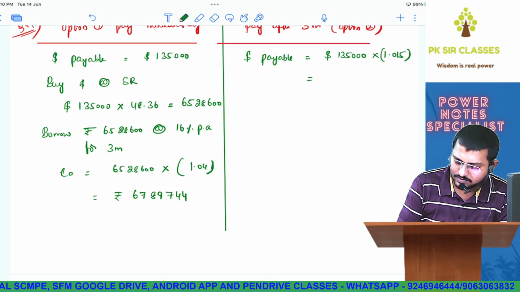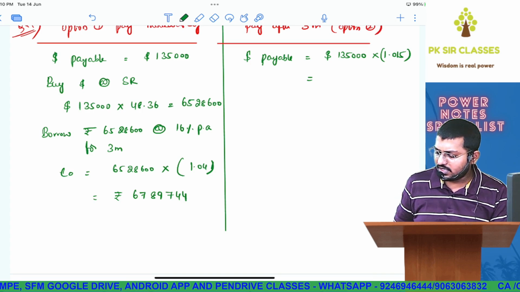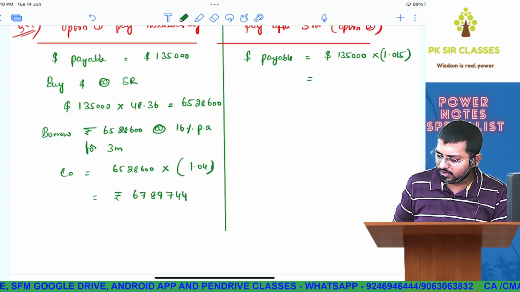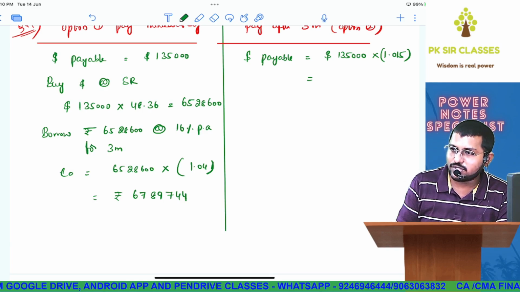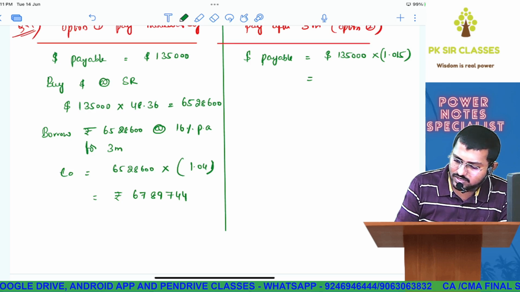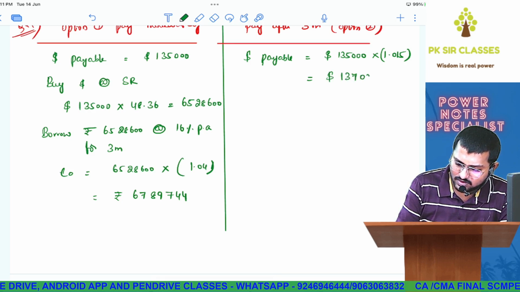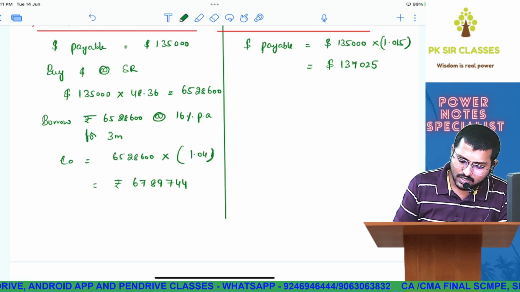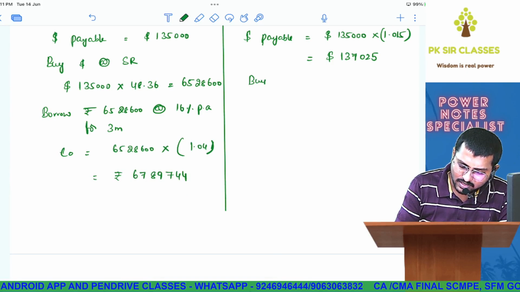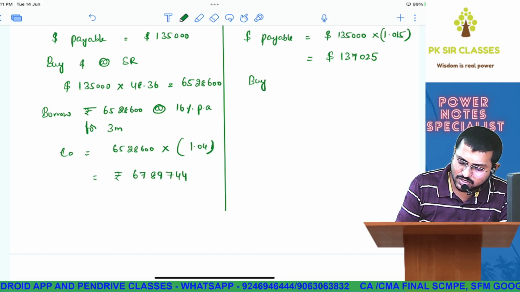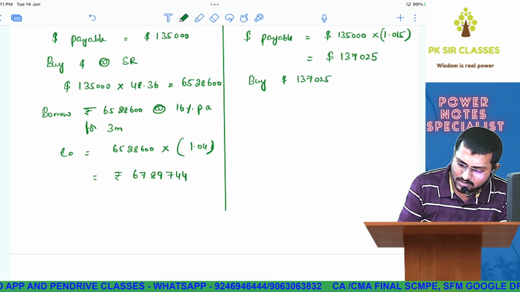Now, it is asked 6% interest, Nana, per annum. 6 divided by 12 into 3 for 3 months. How much you get? 1.5. 1.5 means divided by 100, 0.015. Correct? How much you get? 137,025. This much I need to pay after 3 months, which means I will buy $137,025.